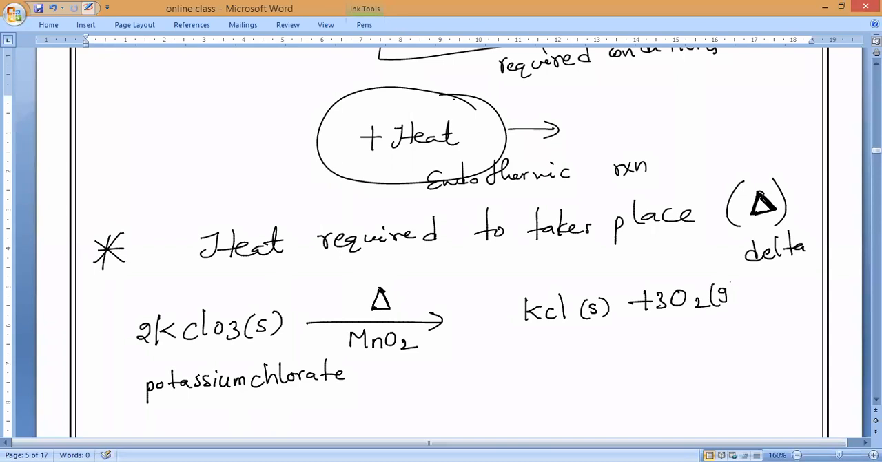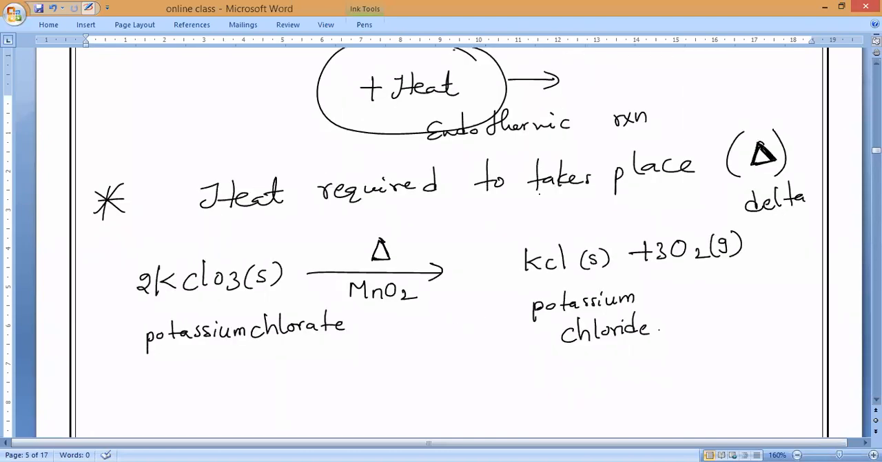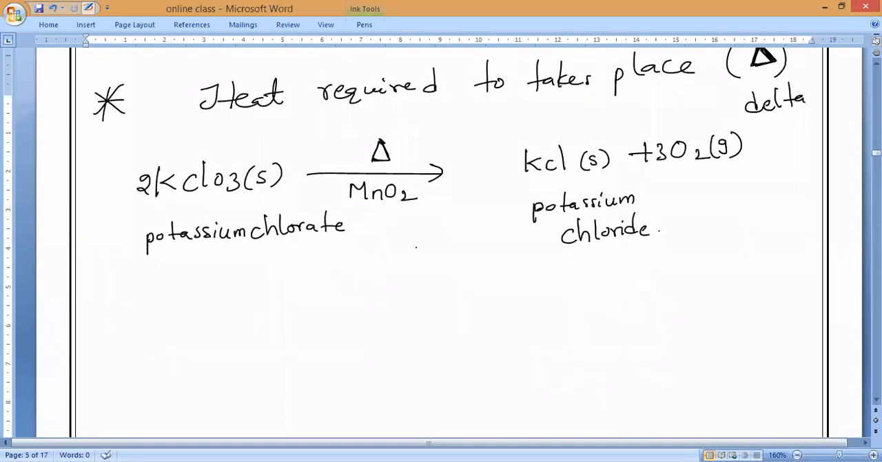Oxygen is a gas. Understand, everybody? Please respond. So temperature increase, Delta, we can represent, and MnO2. What is the catalyst here? The catalyst is MnO2. Clear? Any doubt? Anybody kindly ask me.